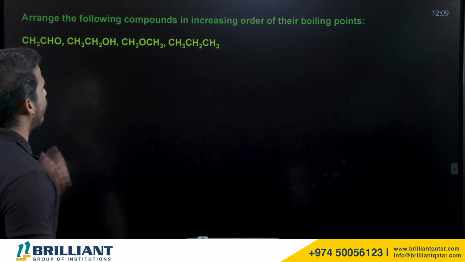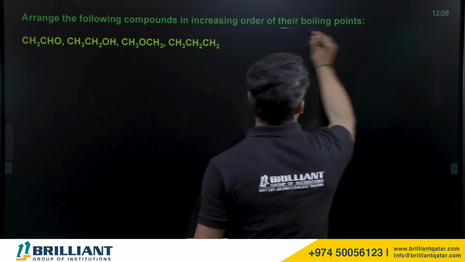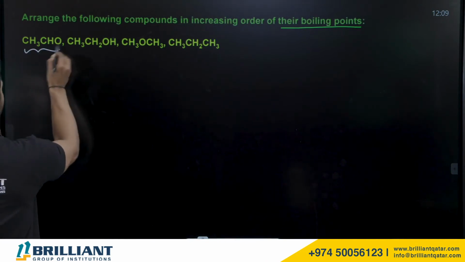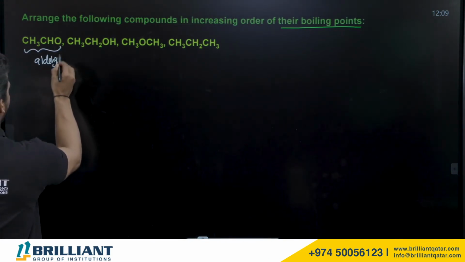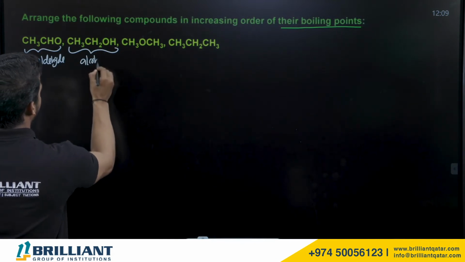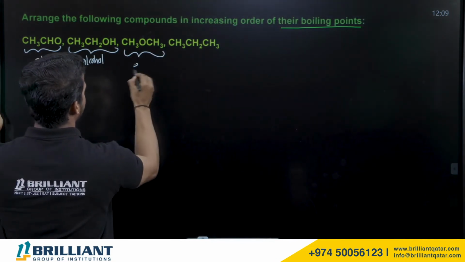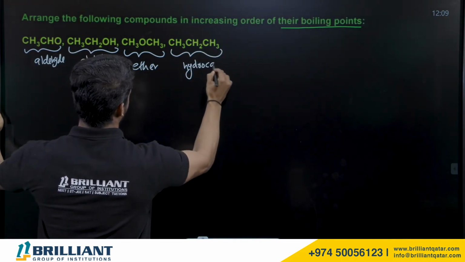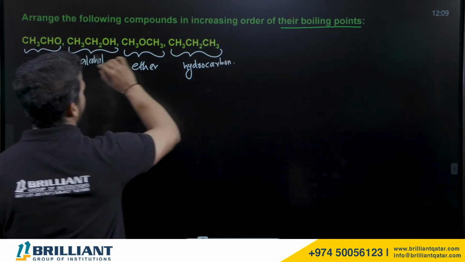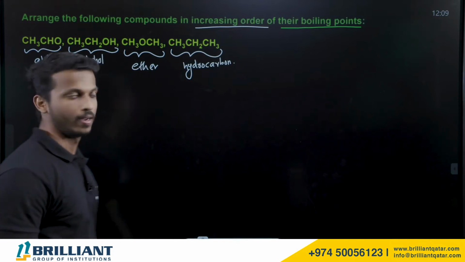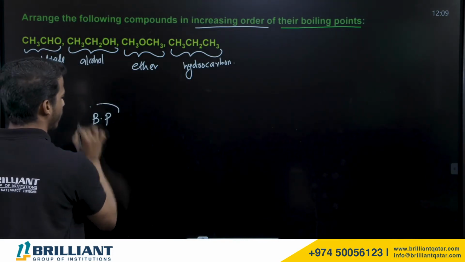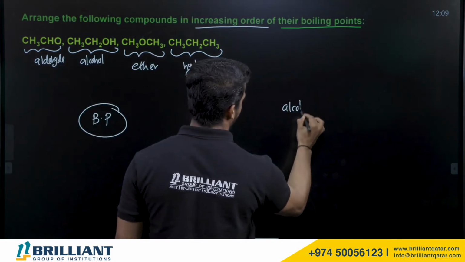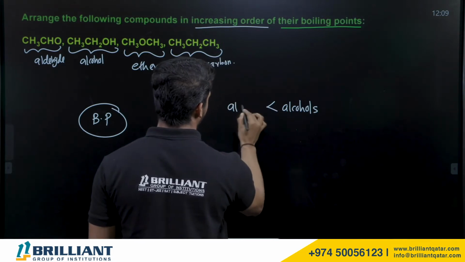Then, arrange the following compounds in the increasing order of their boiling point. NCERT question, all of you. Here your starting material is, I think, an aldehyde. This is an alcohol. And what is this? CH3OCH3, it's an ether. And this is an alkane, meaning a normal hydrocarbon. What is the question? Arrange the following in the increasing order of their boiling point. Dear all of you, please note the boiling point order of these functional groups. You know, alcohols have a greater boiling point than aldehydes.